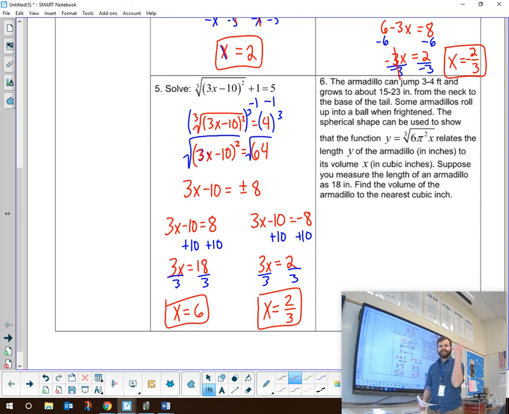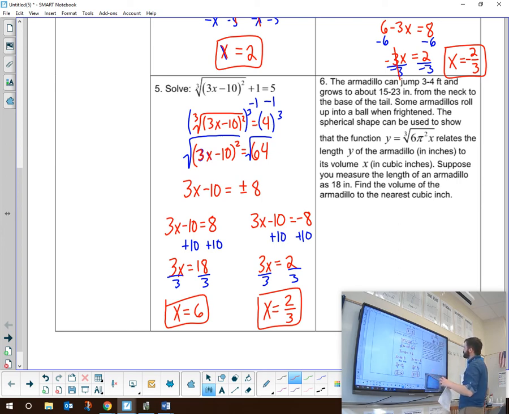Sometimes we have a different type of problem hiding inside of a cube root, okay? But that's okay. We know how to solve quadratics. We just square root it. All right, our last problem here, number 6, reads: the armadillo can jump 3 to 4 feet and grows to about 15 to 23 inches. Good for the armadillo, I guess. From the neck to the base of its tail. Some armadillos roll up into a ball when they are frightened.